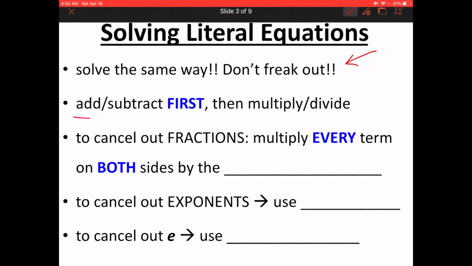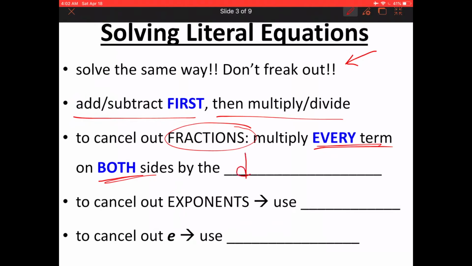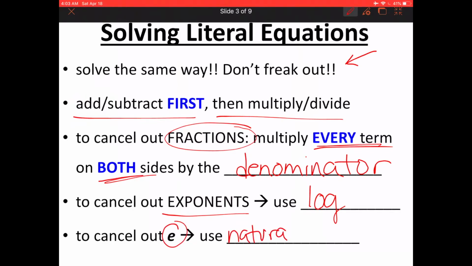So just like in any equation, you add or subtract first, then you multiply or divide to get that variable alone. To cancel out fractions, multiply every term on both sides by the denominator. Okay, that's how we get rid of any fractions. To cancel out exponents, that's when we use log. And to cancel out e, we use natural log, which remember is ln. Okay? So here are just some tips for solving literal equations. We're going to go through 4 different problems, and that's it.